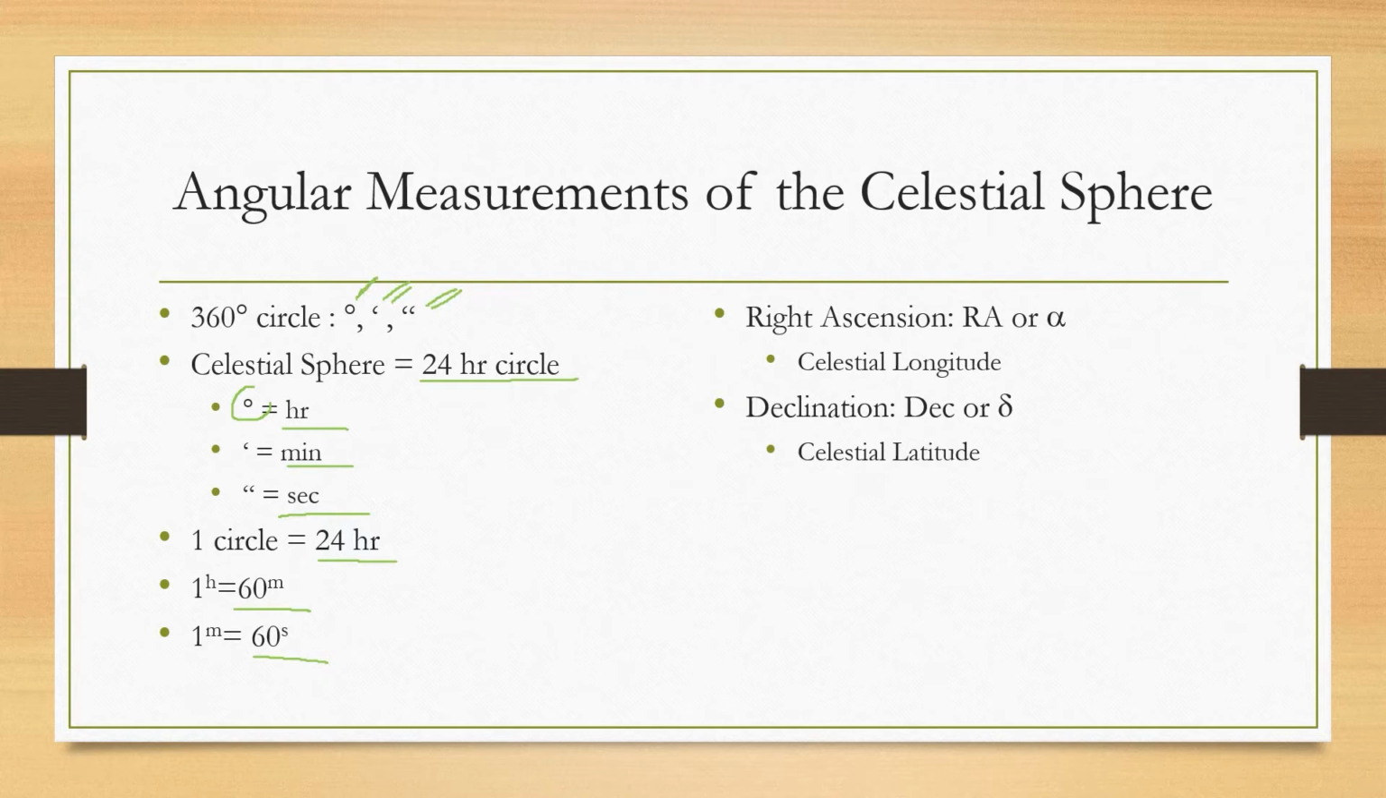Right ascension, RA, or alpha, is the celestial longitude. Declination, also given as dec or delta, is the celestial latitude. Okay, you need to know both of these sets of symbols because it can show up either way, on a lab, on the in-class activity, or on your exam.